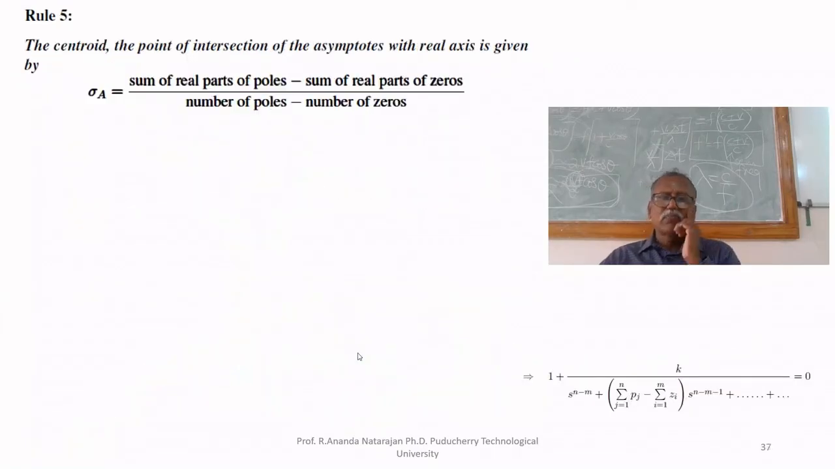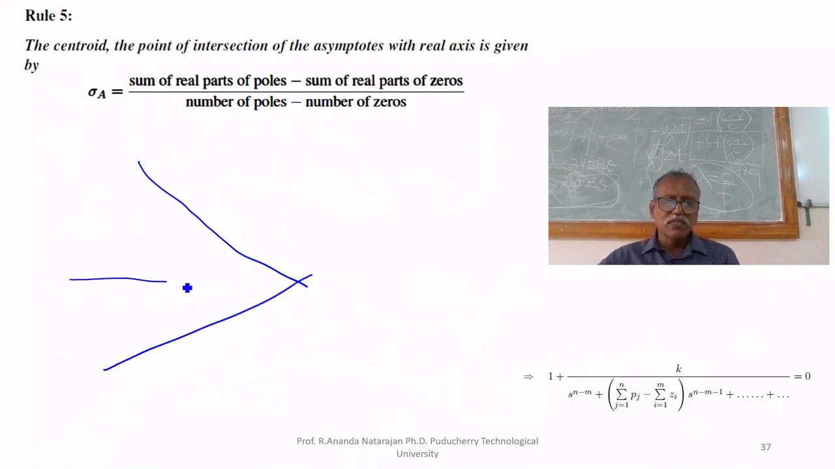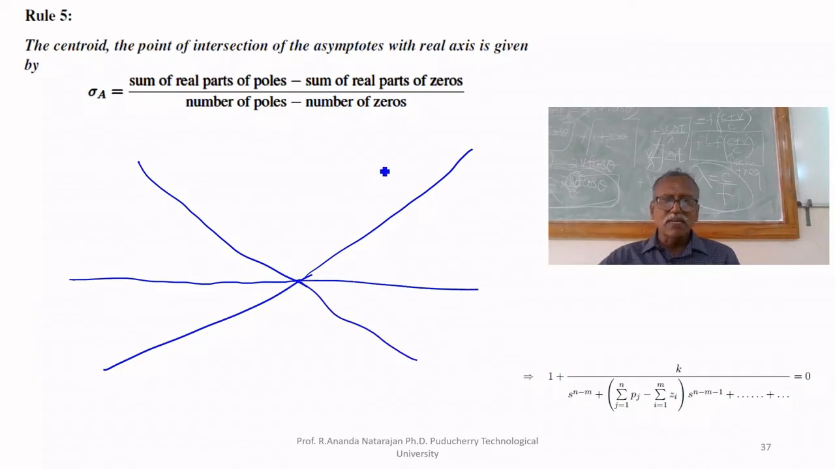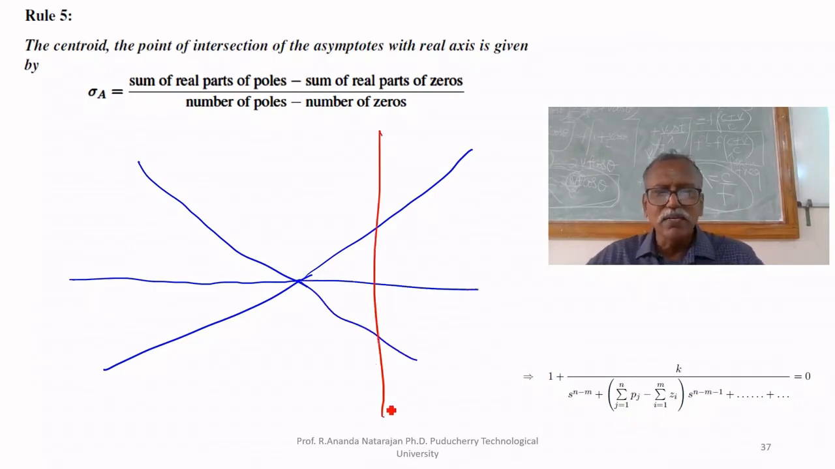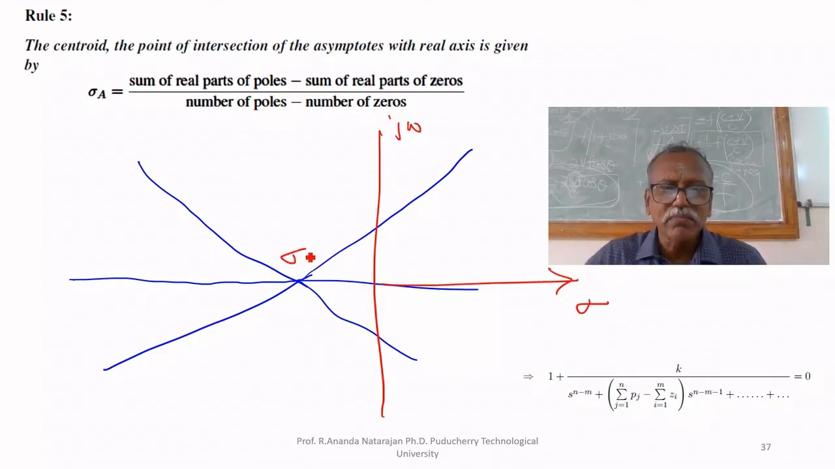These asymptotes are meeting at sigma a. This is one asymptote. This is another asymptote. This is third asymptote. This is fourth asymptote. This is fifth asymptote. All will meet at a point called sigma A.